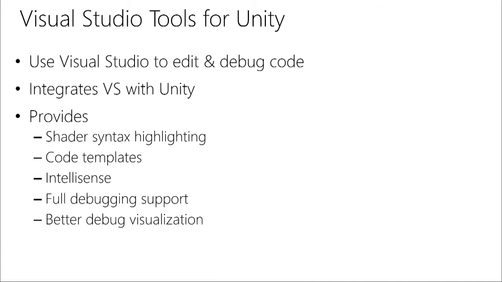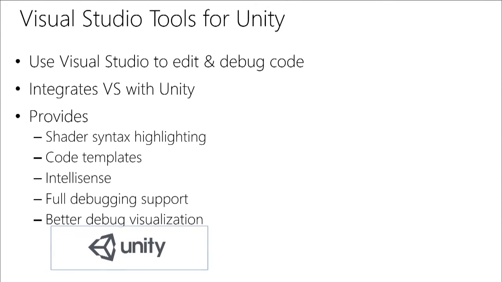So Visual Studio Tools for Unity gives you shader syntax highlighting. Code templates, which I'll show you in a second. A lot of folks that even use Visual Studio Tools for Unity don't know about the code templates. IntelliSense, which is essentially the auto completion for you, the recommendations, code completions. Full debugging support, and in some cases, better debug visualization than what MonoDevelop provides you, and a better debugging experience overall.